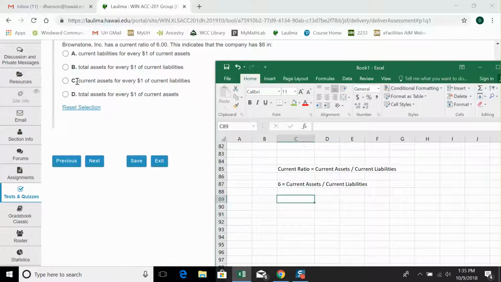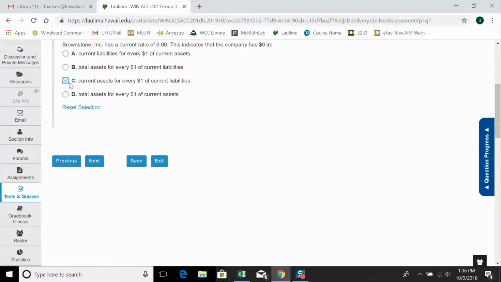So C is looking a little better. C, $6 in current assets for every $1 in current liabilities. Okay, so you really have 6 equals $6 in current assets for every $1 in current liabilities. I like C the best. D we can rule out because they're talking about total assets. And they're also using current assets in the denominator when it should be current liabilities. So I'm going to go with C. Okay, next.